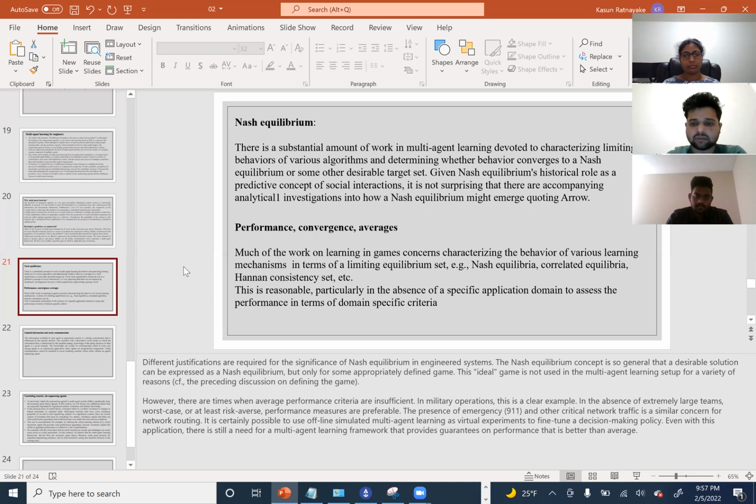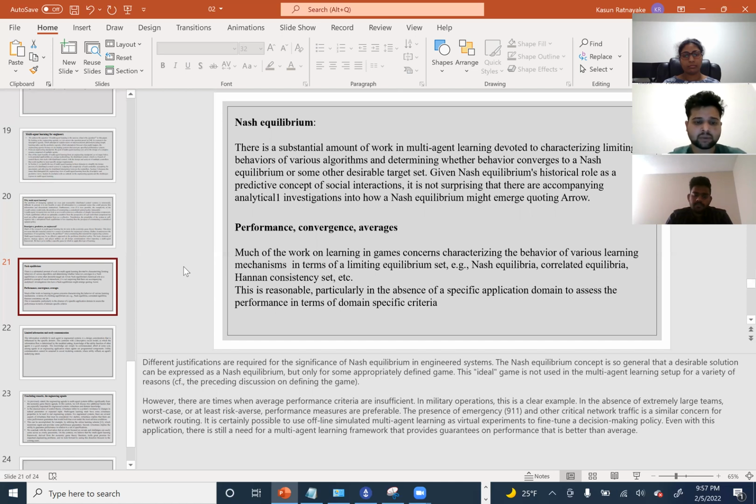The ideal game is not used in the multi-agent learning setup for a variety of reasons. However, there are times when average performance criteria are insufficient. In military operations, this is a clear example. In the absence of extremely large teams, worst-case or least-risk performance measures are preferable. The presence of emergency 911 and other critical network traffic is a similar concern for network routing, and for this Nash equilibrium is used.